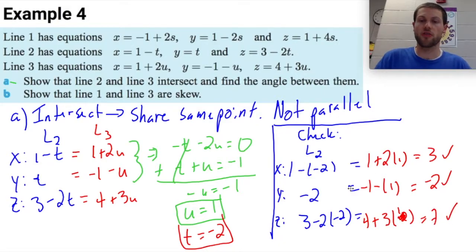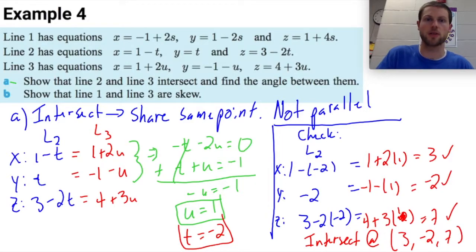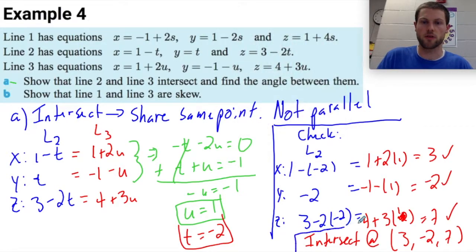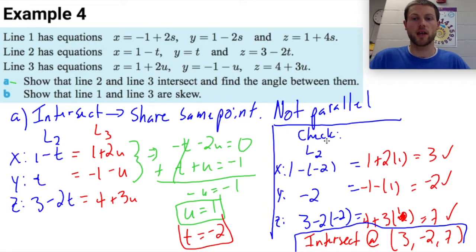So because all three of these check with these u and t values that I found, then this is the point of intersection between lines 2 and 3. So at the point 3, negative 2, 7. Notice this is a coordinate, it's a point. It is not a vector, so I'm writing it using vector or coordinate notation horizontally. So that actually takes care of just the first part of part A.